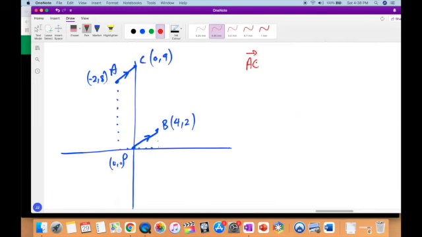If we look at the vector AC, we can see that that vector is what? I'm on -2 and I want to reach 0. So I had to move 2 spaces in a positive direction. So that's 2 positive there. And then in vertical, I had to move from 8 up to 9. So that is 1 up movement. So AC is 2, 1.